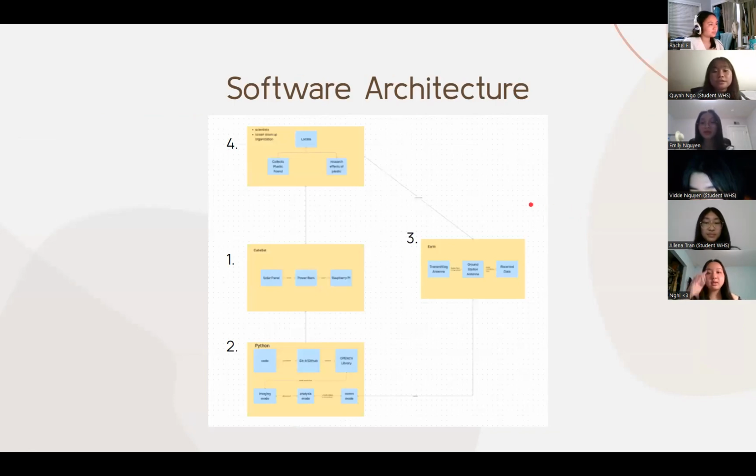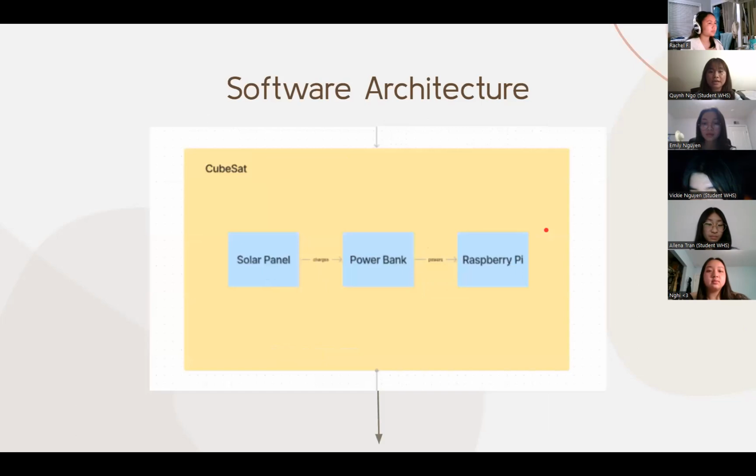Next, we have software architecture. The image shows the order which I'll be talking about. Since the image is too small, I'll be talking about each box separately. First, our CubeSat has 3 components: solar panel, power bank, and Raspberry Pi. What the solar panel does is that it powers the power bank, which will then power the Raspberry Pi.